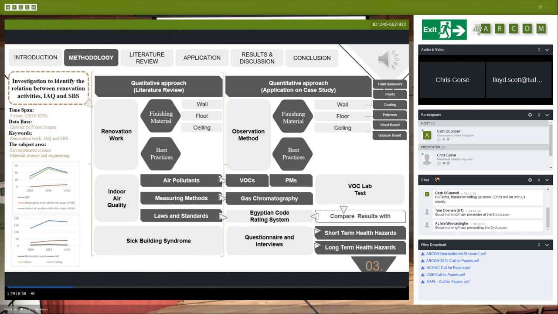In this research, there are three main topics, which are renovation work, indoor air quality, and sick building syndrome. The research methodology followed two approaches in order to assess them. First, a qualitative approach which assessed each of the three topics individually, then identified the relationship between them. The investigation was done on a 3-year period published in the Scopus database. The second approach was the case study investigation, where each topic was assessed thoroughly through different methods as presented in the figure.